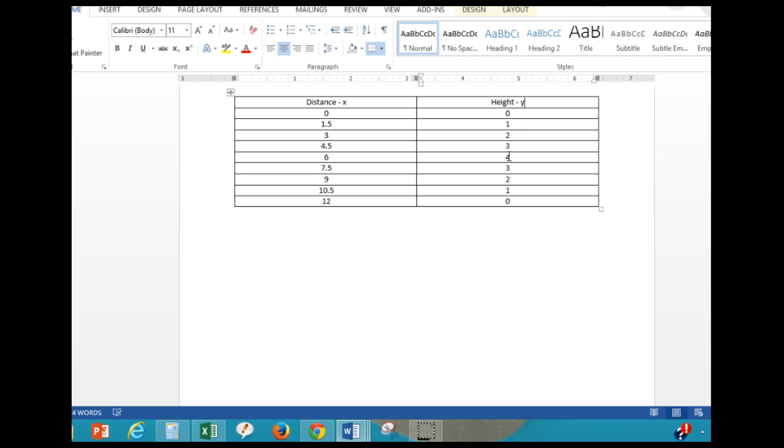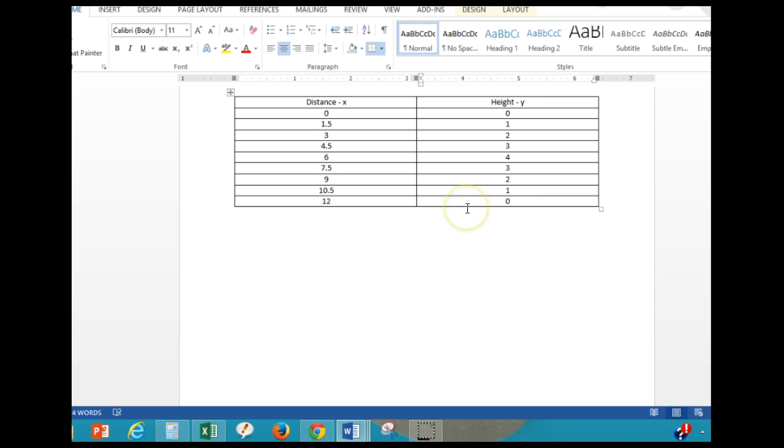But notice as we continue to rotate, your height should get smaller because your point should be coming back down to the ground. Your distance will continue to increase because you're still traveling forward. So these are my data points that I got from my measurements.